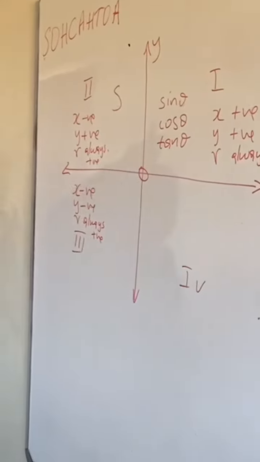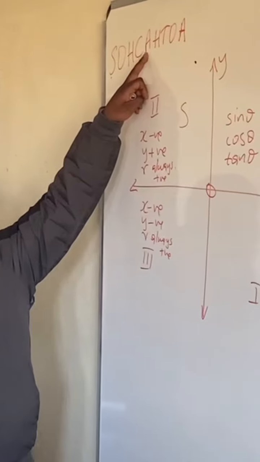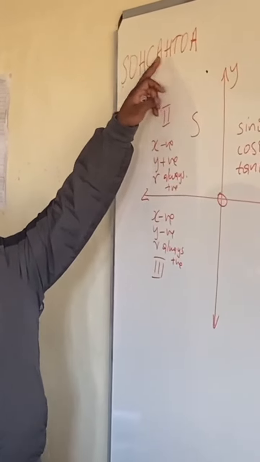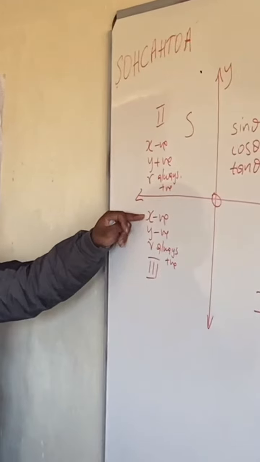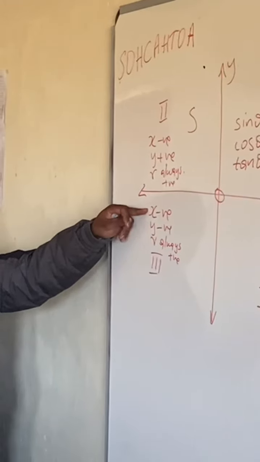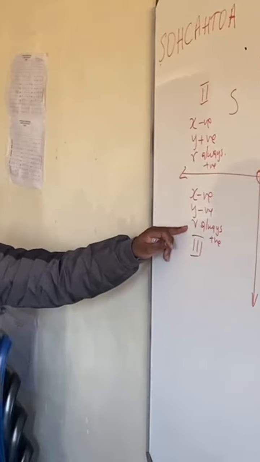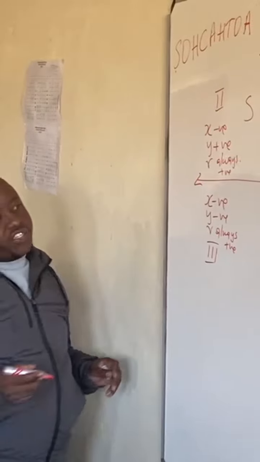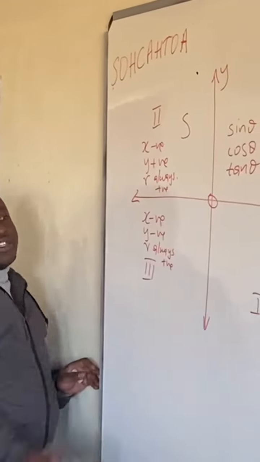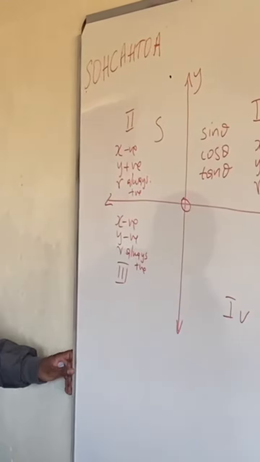What about cos? Cos A is adjacent over hypotenuse. Adjacent is x. The sign of x is negative. So it's negative over positive, which gives us a negative quotient. Therefore, we find that cos is also negative in the second quadrant.